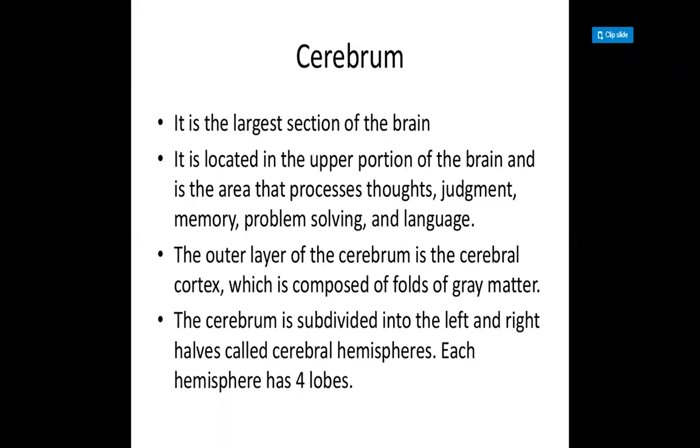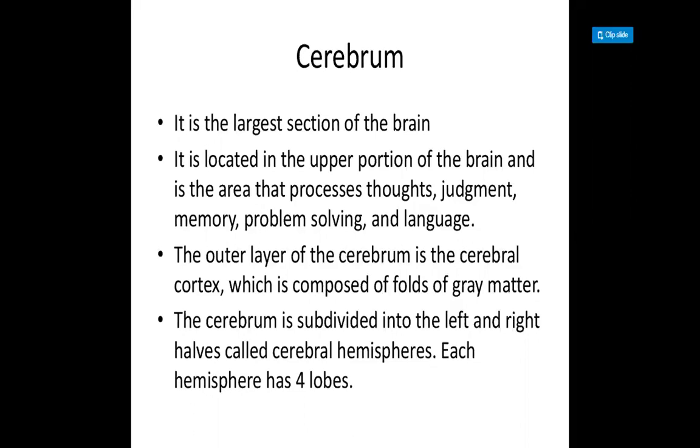So the part of the brain will be divided into cerebrum, cerebellum and brainstem. So first we will deal with the cerebrum. It is the largest section of the brain. It is located in the upper portion of the brain and is the area that processes thought, judgment, memory, problem solving and language. मतलब जो cerebrum है, it is the largest section of the brain. Brain का सबसे ज्यादा part जो है वो कौन कवर करता है, it will be covered by the cerebrum and it will be present in the upper portion of the brain. And what is the function of this area, that processes thought, मतलब if that area is functioning properly, in that time only the person will be able to do proper thought, judgment, memory, problem solving and language.